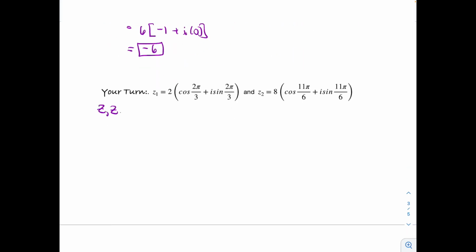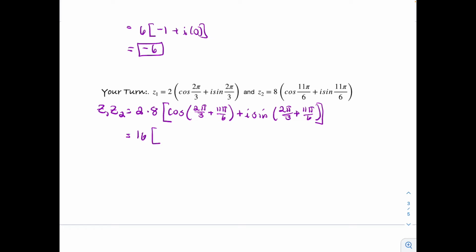Okay, we're going to find z1 times z2. That's going to be 2 times 8 times the cosine of 2 pi over 3 plus 11 pi over 6, plus i times sine of 2 pi over 3 plus 11 pi over 6. All right, we know 2 times 8 is 16, and we know 2 pi over 3 plus 11 pi over 6 simplifies down to 5 pi over 2, plus i sine of 5 pi over 2.